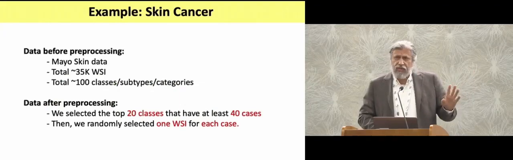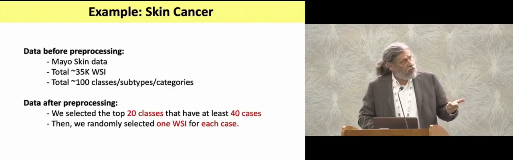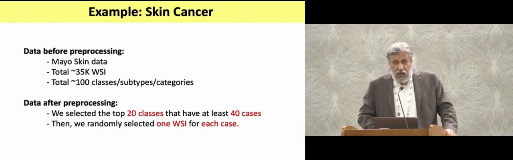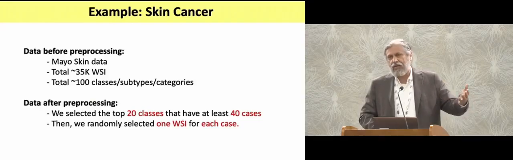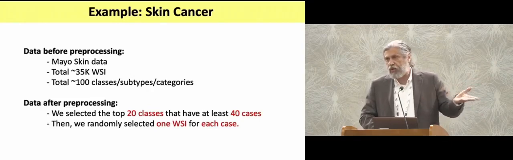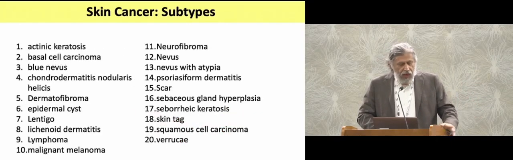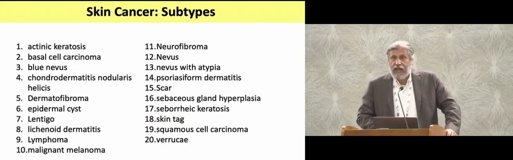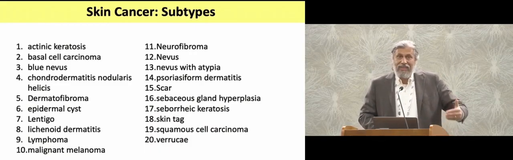So we will test your models for WSI retrieval for 2 cases, skin and breast, very difficult data sets. We are giving you some idea. So for the skin data set, we have 35,000 whole slide images, more than 100 classes, categories, subtypes, a very, very difficult data set. So we selected the top 20 classes, which at least have 40 cases. So we made it a little bit easy. And we randomly selected 1 whole slide image per case because every patient has multiple whole slide images. So these are the top 20 classes for the skin. So it is a 20 class classification.